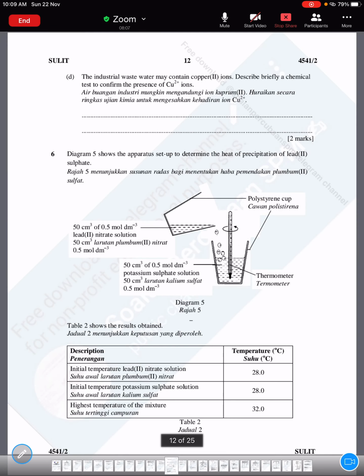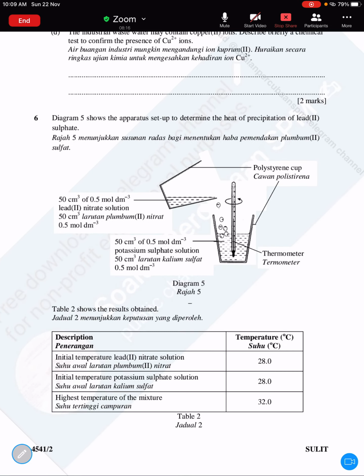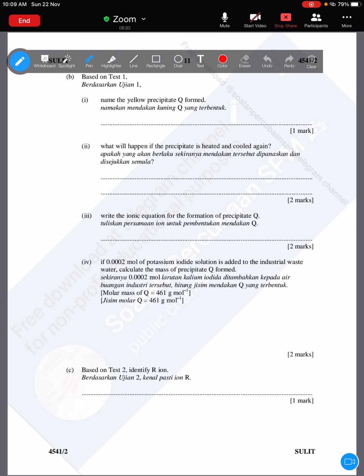Okay, let's go. So these are the six questions we are doing. Of course, we are still in Paper 2. So let's move on, guys. This is a thermochemistry question. Personally, I love thermochemistry questions.